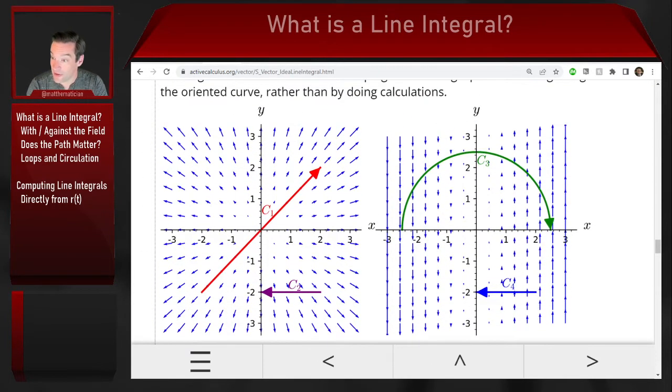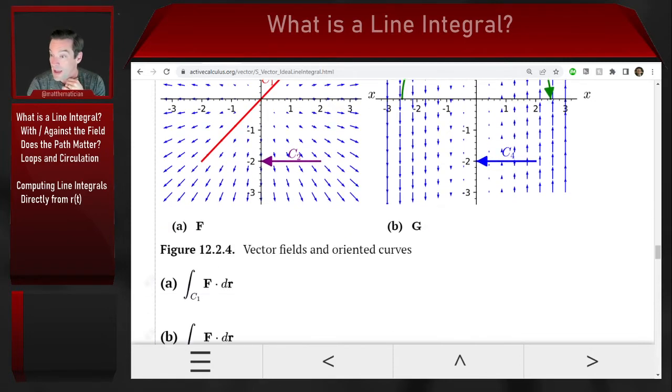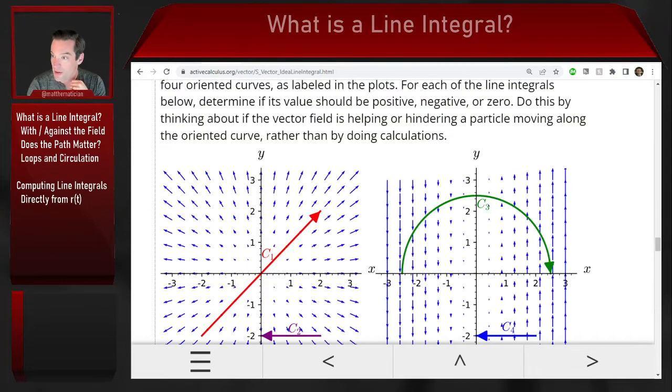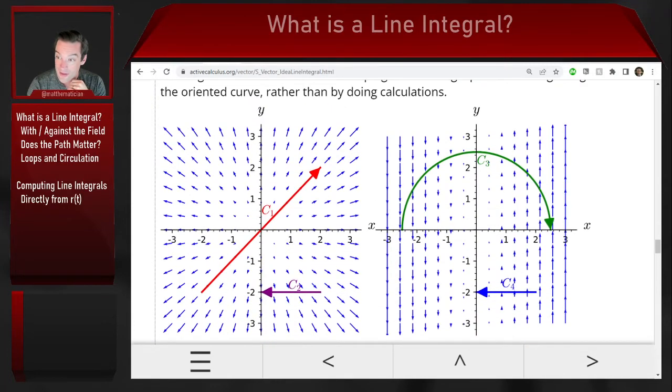So in activity number 3, what I'd like for us to do is not do anything computational, but to take a look at these two vector fields. We have a vector field on the left, which is going to be called vector field F. The vector field on the right here is G. And we have 4 different paths, the paths C1 and C2, oriented with respect to the vector field F, and the paths C3 and C4 oriented with respect to the vector field G. And so the question here is, do we expect the line integral of these vector fields along these paths to be positive, to be negative, or to be 0? And we don't need to do any calculation.